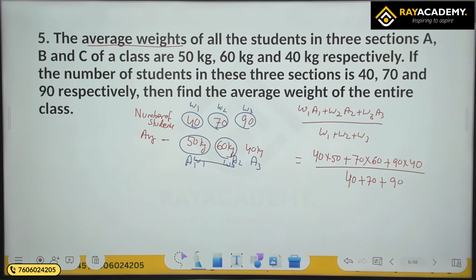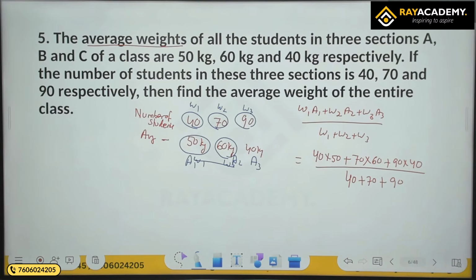In fact, all these zeros you can take outside. Or else it is easy, you can keep it there only, no issue. 2000 plus this is 17 to 60 is 4200. 19 to 40 is 3600, divided by 40 plus 70 is 110. 110 plus 90 is 200.